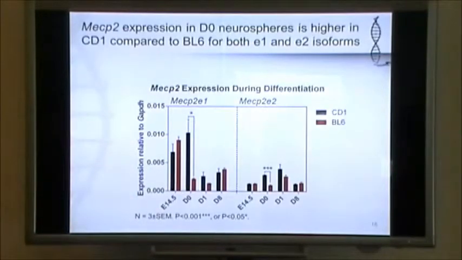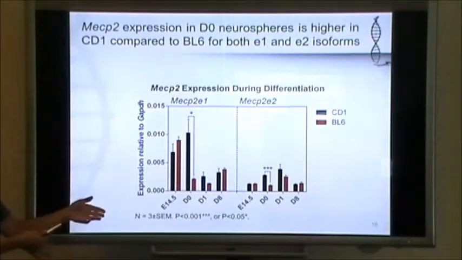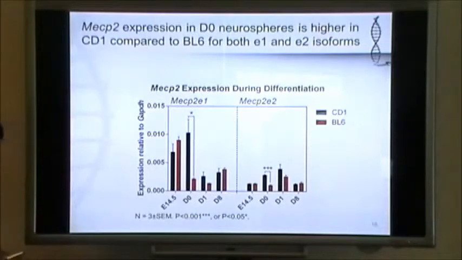Just to explain the graphs here, the black bars will represent the CD1, red bars representing black 6. At the bottom I have the indicated time points in either embryonic or differentiating neural stem cells. So first I looked at MECP2, E1, and E2, and noticed that in fact, just like the protein expression, we see a statistically significant difference in the day 0 undifferentiated self-renewing neurospheres for both the E1 and the E2 isoforms.